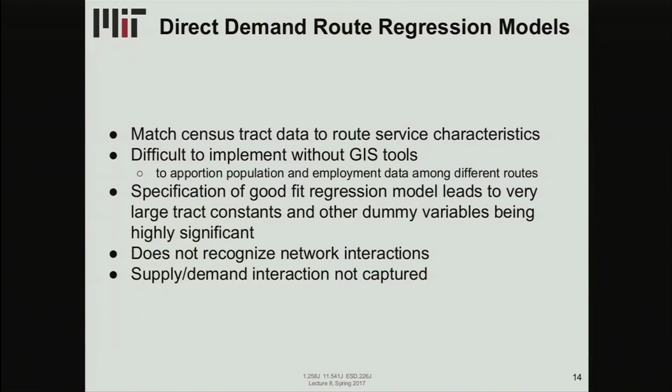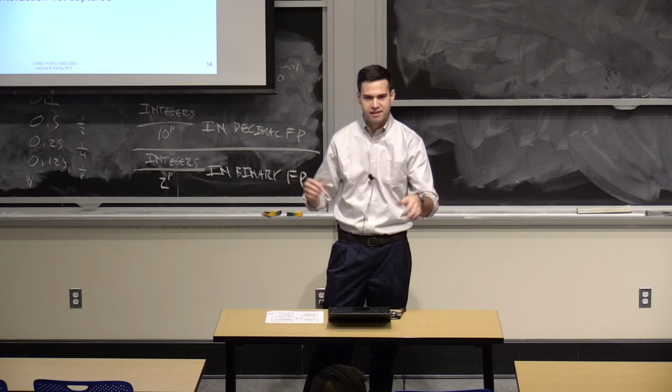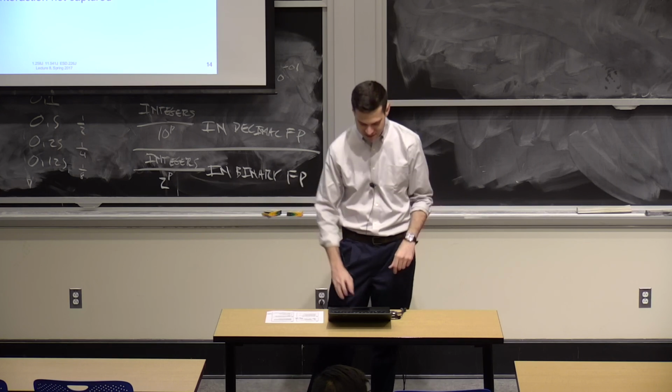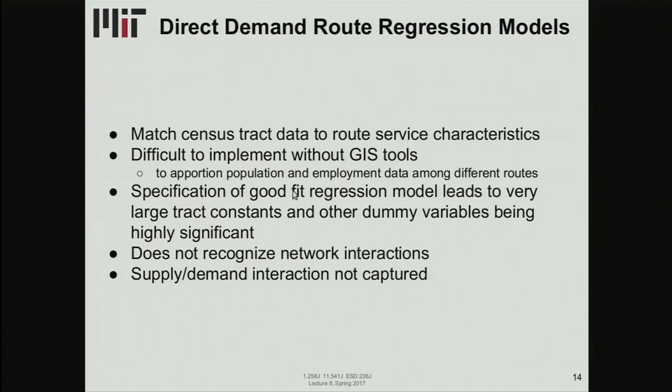Direct demand regression models. Again, we covered a little bit of this. We match census tract data to route service characteristics. This is hard without GIS tools. GIS is a geographical information system where you have a map and you can load layers of data showing things geographically, right? Like population density and employment density, your bus stops, your bus lines, your train lines. So we use GIS tools to apportion population and employment data to different bus routes. So you know that this bus route goes along these centers and has certain properties.